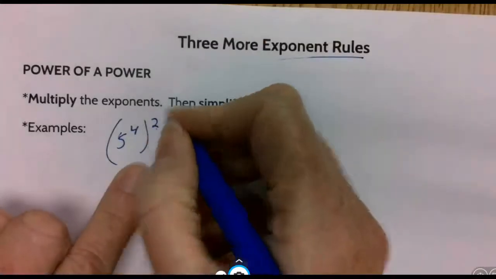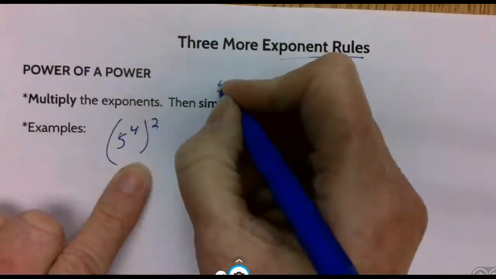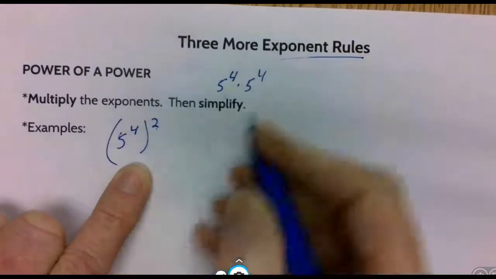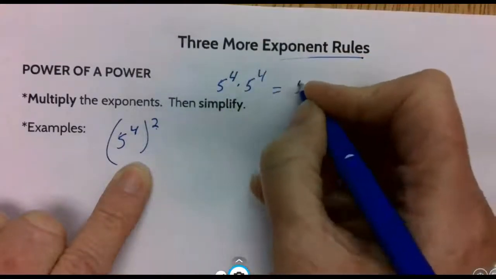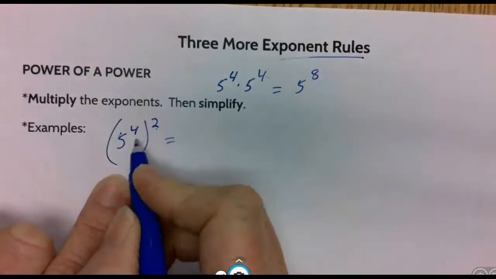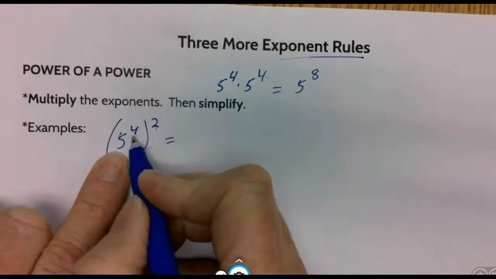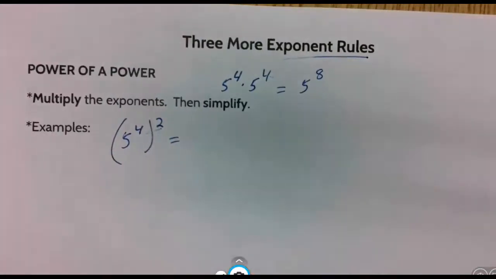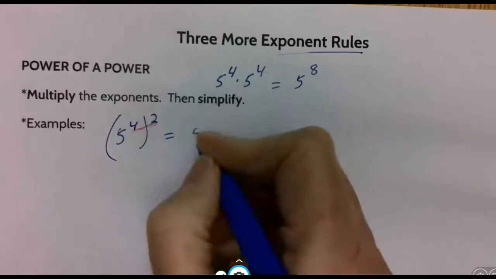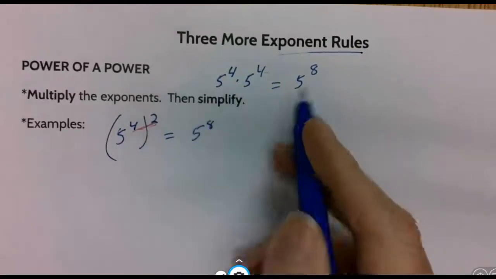And again, if you ever forget, you can always multiply this out. This would be 5 to the 4th times 5 to the 4th, because I write it twice. When I multiply like bases, I add my exponents, so I'd get 5 to the 8th. Same thing here: when I take a power to a power, I multiply those exponents. So these exponents right here get multiplied. So 5 to the 8th. But if you ever forget, just go back.